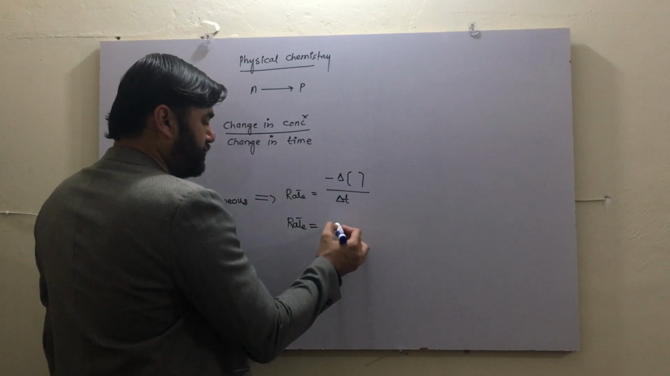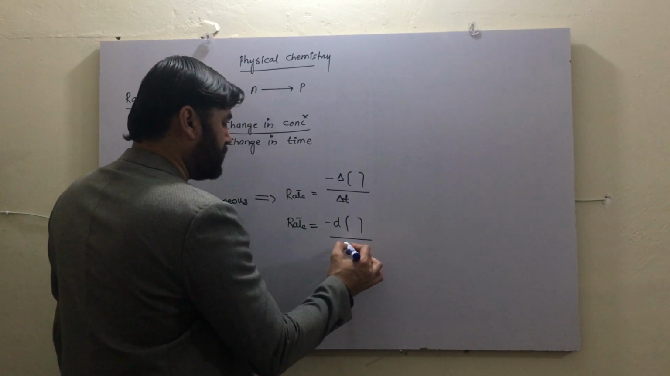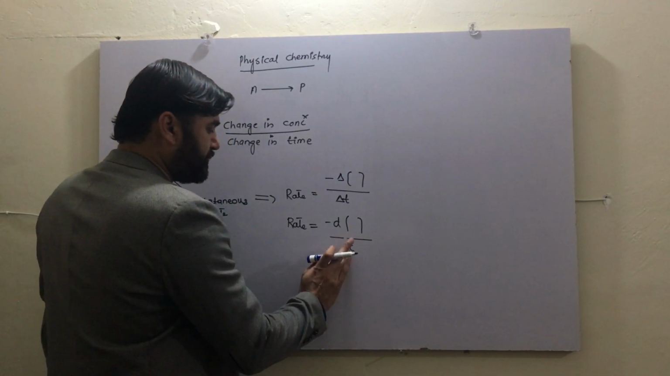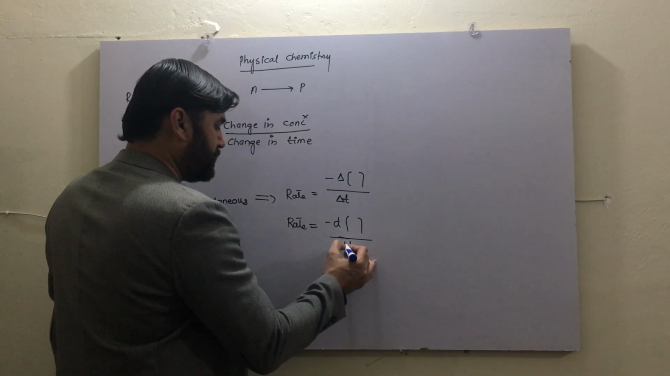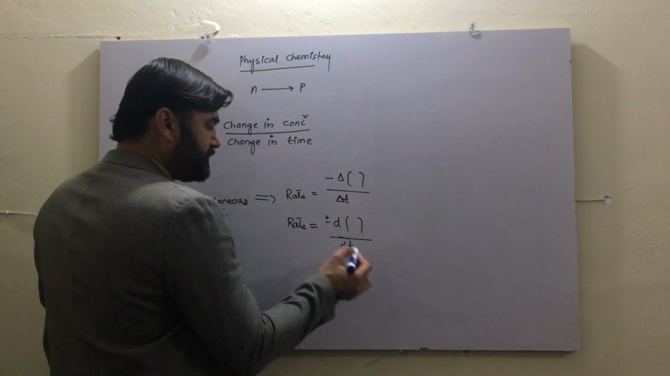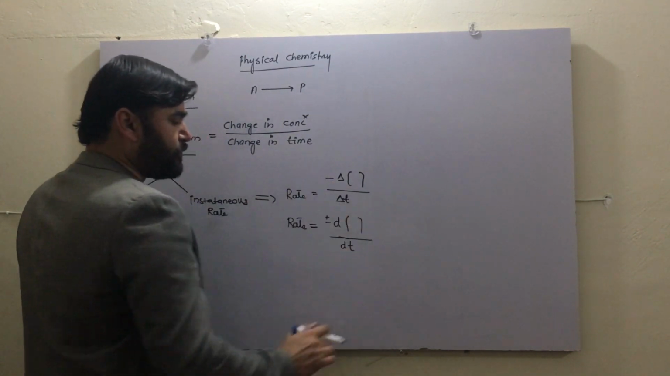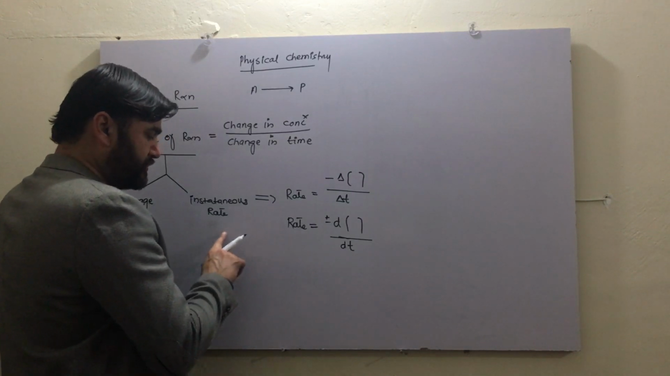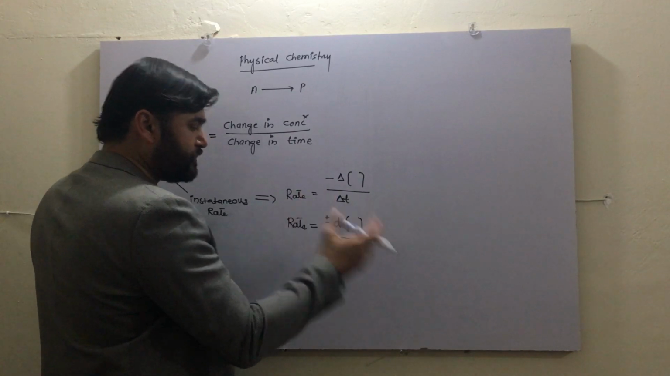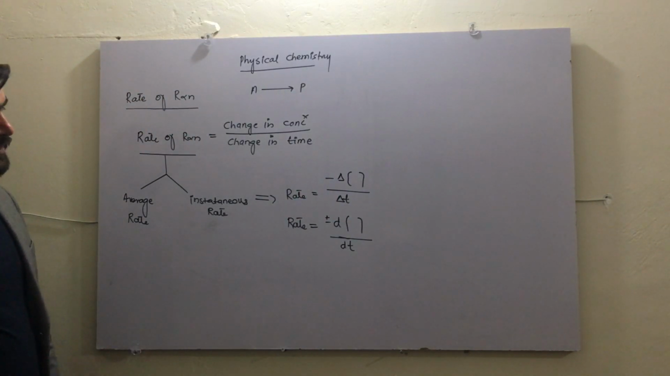We said that D, which is negative, is the change in concentration of reactant or product per unit time. So it means that it can be positive, it can be negative. For reactant it is negative, and for product it is positive, because rate of disappearance of reactant is negative, and rate of formation of product is positive. So that was the formula we discussed in very detail.